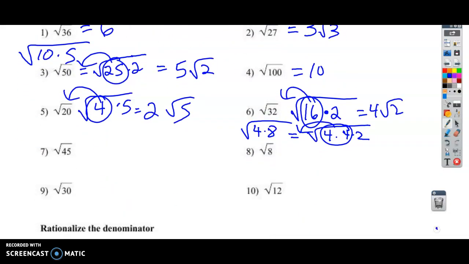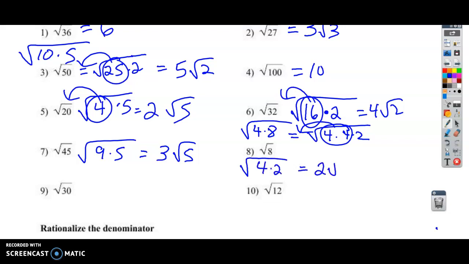And moving on. 45: 9 and 5, 9 times 5. Square root of 9 is 3, so it's 3 root 5. 8 is 4 times 2. Square root of 4 is 2, so that's 2 root 2. Square root of 30. We could do 10 and 3, but that's not going to help us.